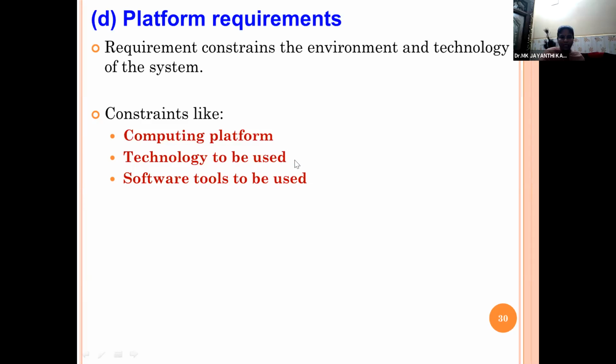Technology to be used. What are the special hardware and software features we are using? Any special tool or any special operating system or any special embedded software we are using in our project also plays an important role in platform requirements. Software tools to be used. The various supporting software tools or supporting apps that are interrelated with the project also play an important role. So these are the platform requirements.